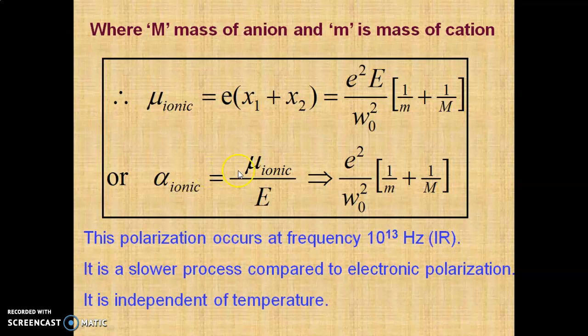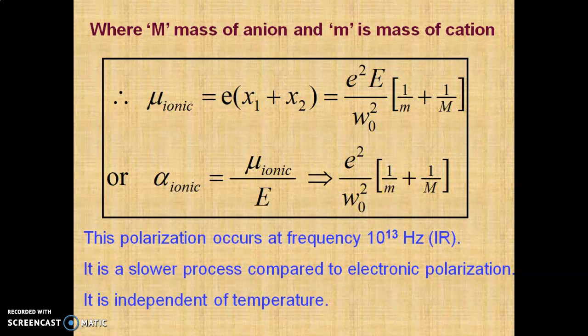So if the field increases, the ionic polarization also increases, which means the separation of these positive and negative charges will increase. Equating this, the proportionality constant is alpha ionic, the ionic polarizability, which equals mu ionic divided by E. You know that mu ionic is equivalent to E square E divided by omega naught square into 1 by m plus 1 by capital M, divided by this E. Cancelling both E, finally you have E square divided by omega naught square into 1 by m plus 1 by capital M.